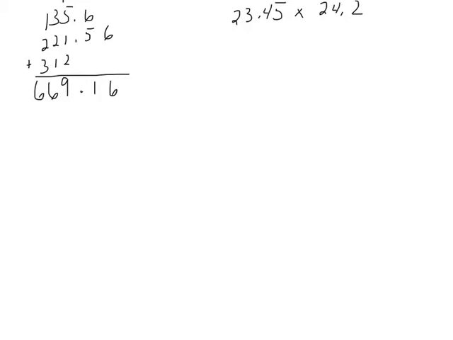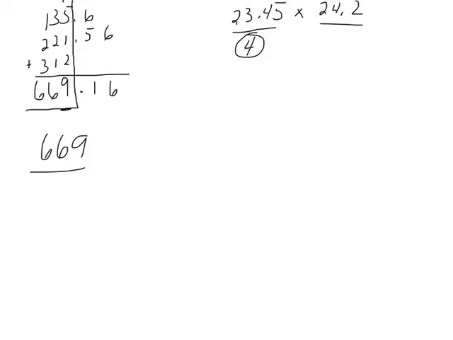But now, look, our least precise decimal spot is the ones place, because I'm going to run my number down there and keep all those digits there. So my answer should be 669. Now with 23.45 times 24.2, I don't have to line them up or anything. All I have to do is multiply. Now, 23.45 has 4 significant figures. 24.2 has 3 significant figures, so I should only have 3 sig figs in my answer.